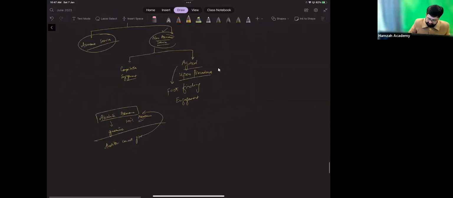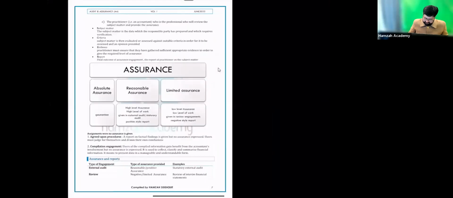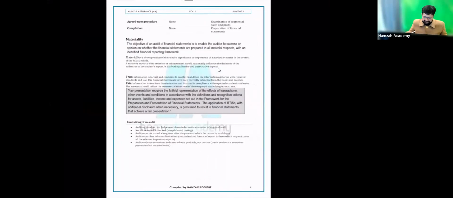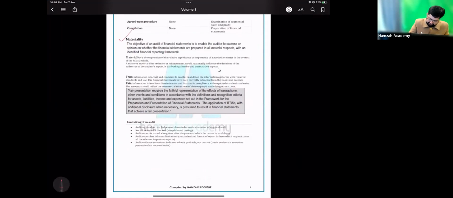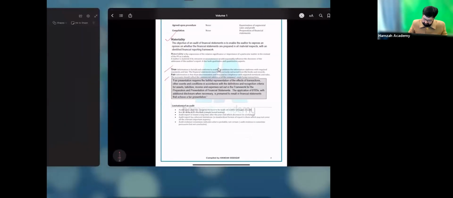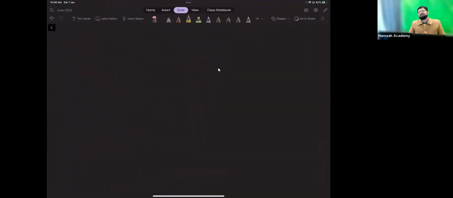Guarantee. Now, students, let us proceed further. We have discussed this as well. Okay, good. Now, the next is some terminology, terms. And the terms here are materiality and true and fair. What is it?